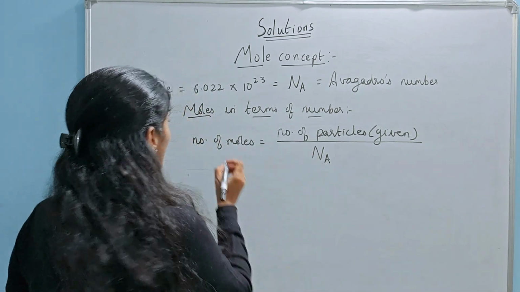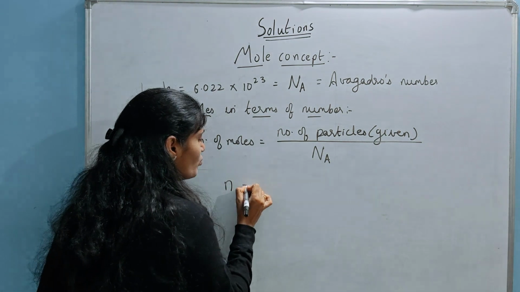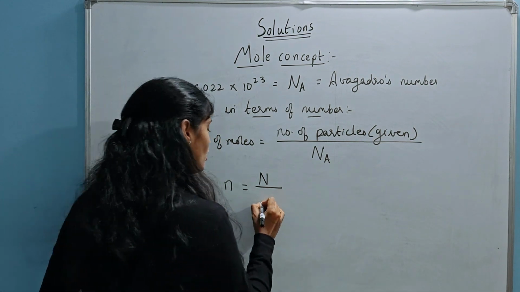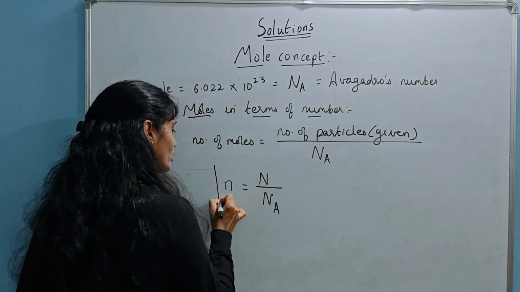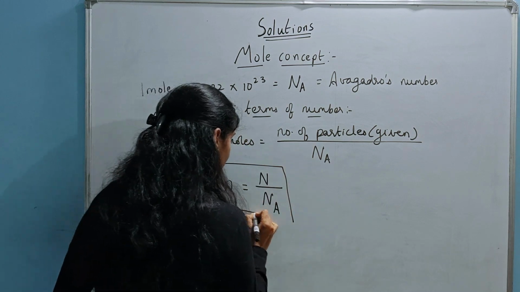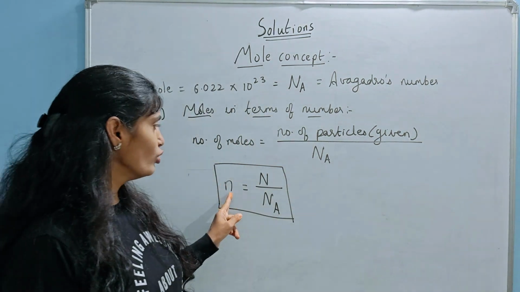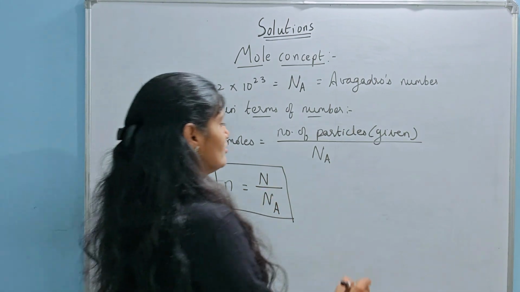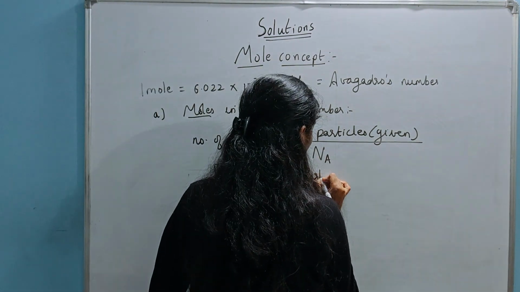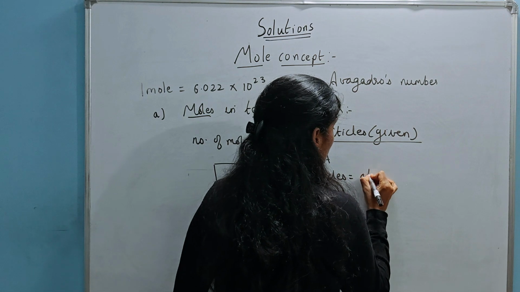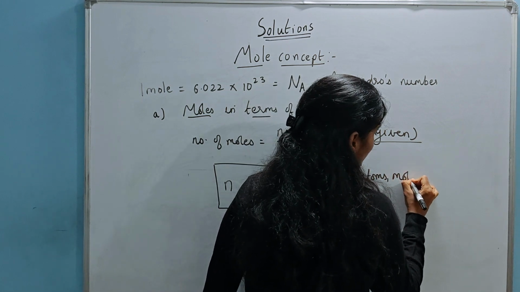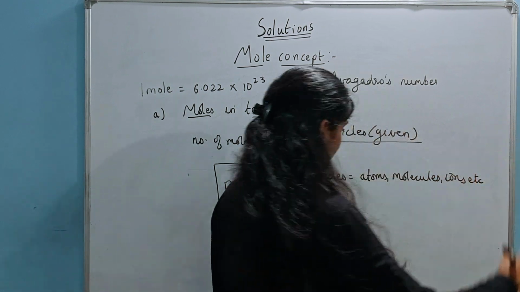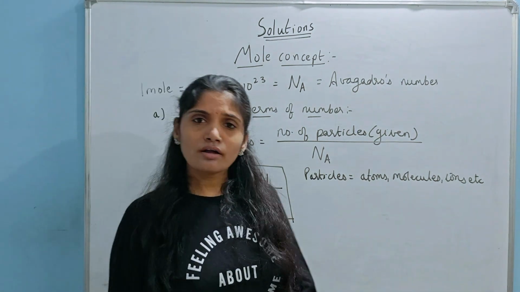We'll simplify it further. Number of moles is represented by small n. Number of particles is represented by capital N, divided by Avogadro's number. So this is your first formula to calculate the number of moles: number of moles is equal to number of particles given divided by Avogadro's number. As I told previously, here particles can be anything. They can be atoms, they can be molecules, they can be ions, etc. Like this you can calculate.